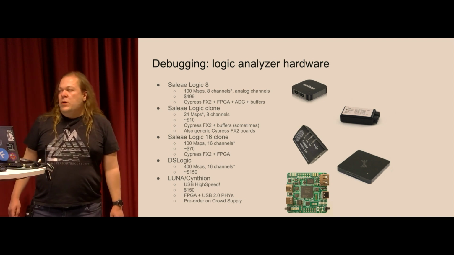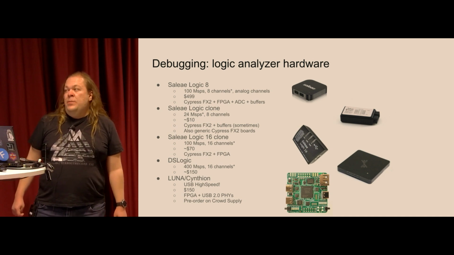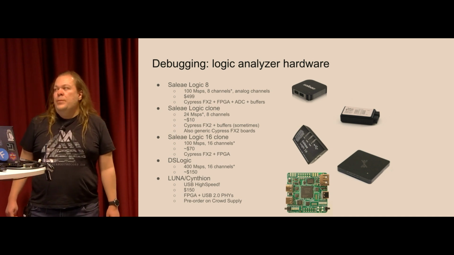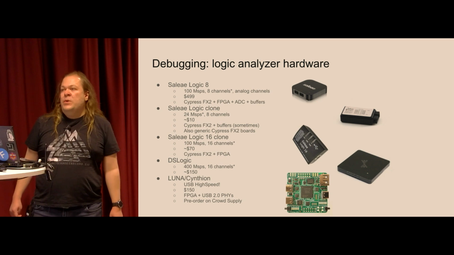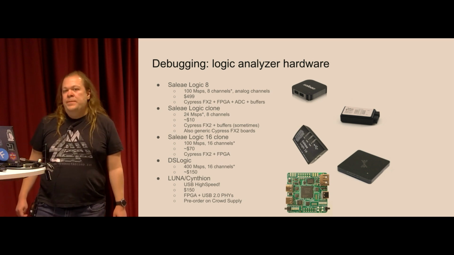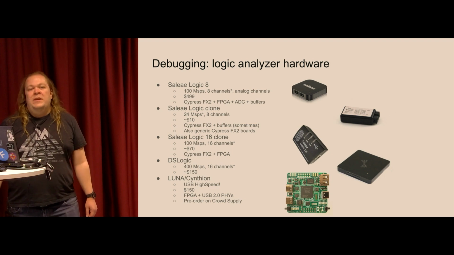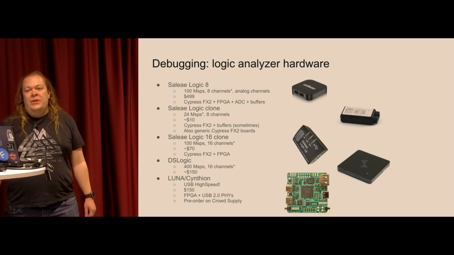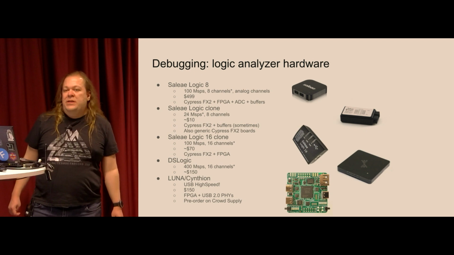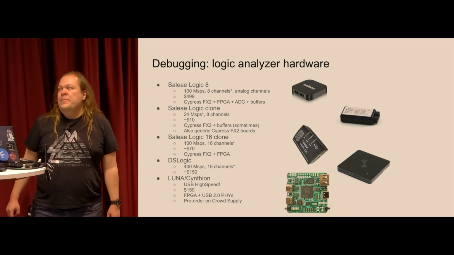These 24 megasamples per second is the maximum, and the problem is that this is what you really need for USB, because USB is 12 megahertz, and if you go below that, you will not be able to capture any USB traffic at all, or at least decode it.